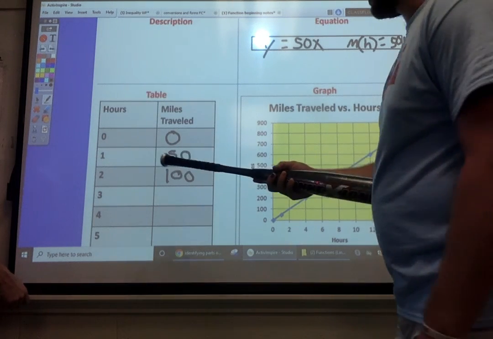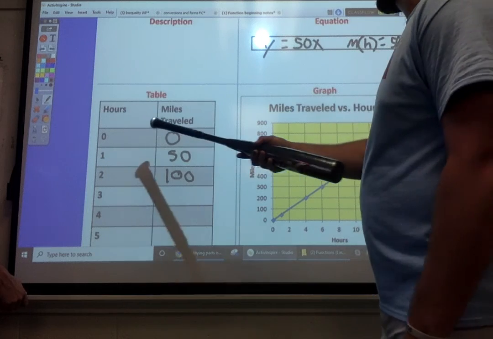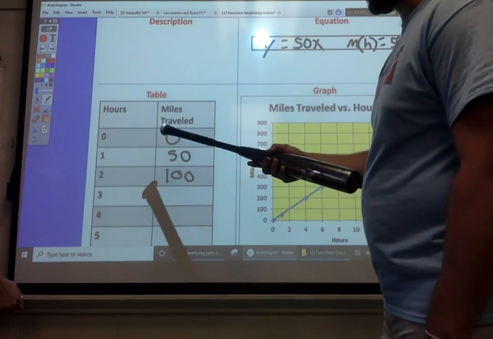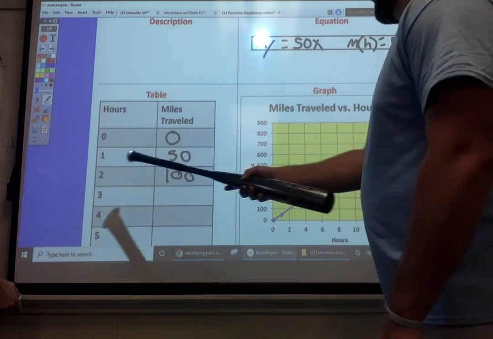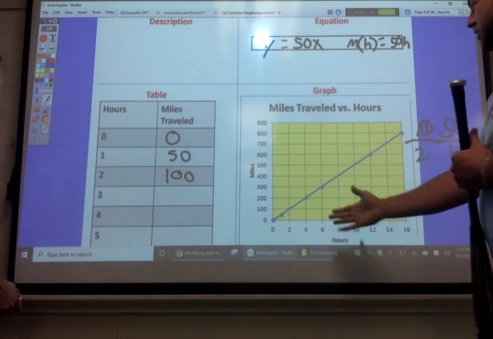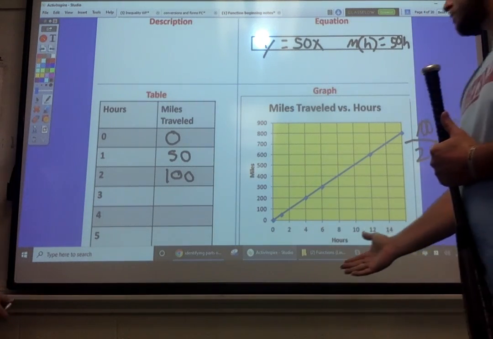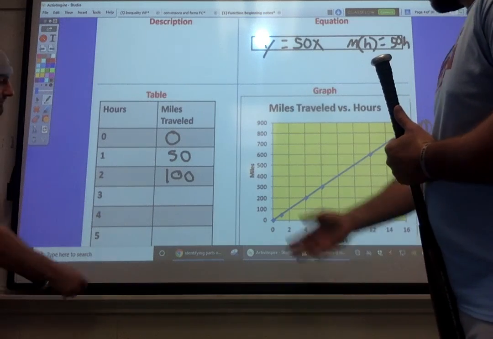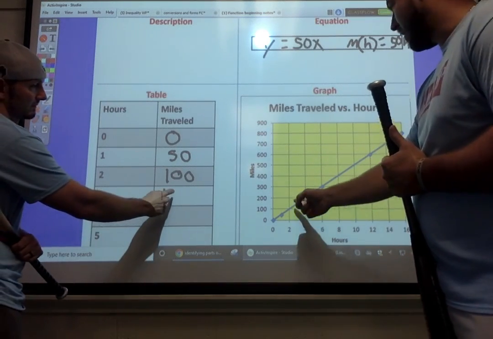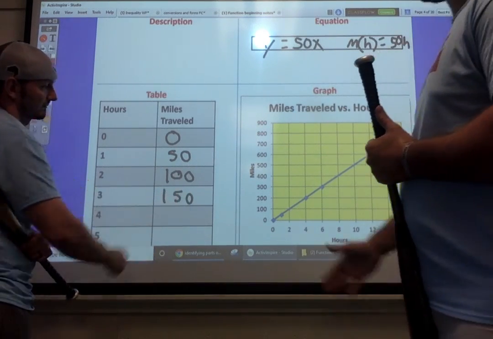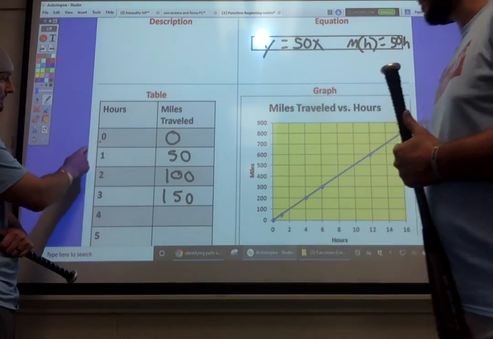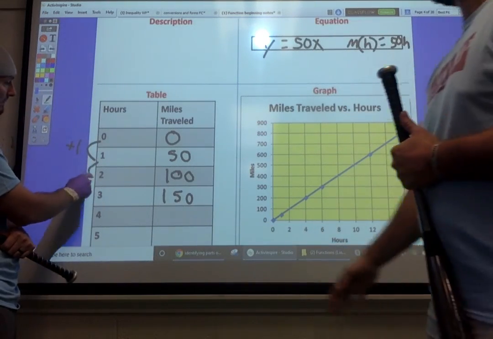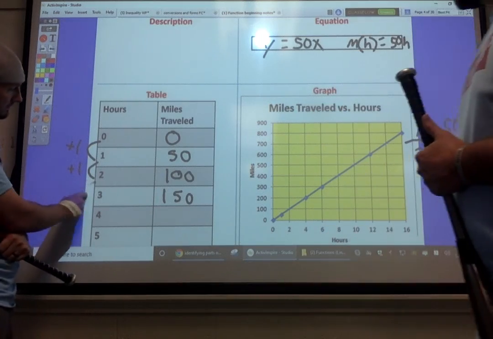Looks like Mr. Greg's already got a few of them. For 0 hours, we traveled, obviously, 0 miles. 1 hour, we traveled 50. 2, we traveled 100. We can also just continue to look at our graph. You can see that for the next one would be 3 hours. Well, we've traveled about 150 miles. Probably can see the pattern. We're going up by 50 each time for our miles traveled. Probably can see we're going up by 1 each time in our hours.